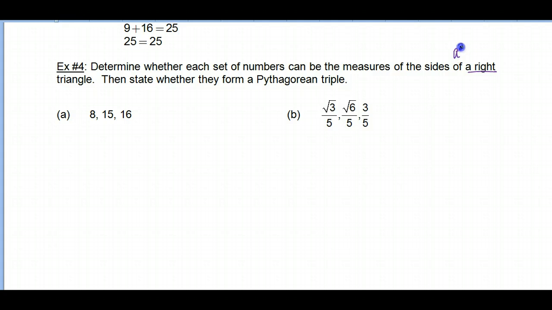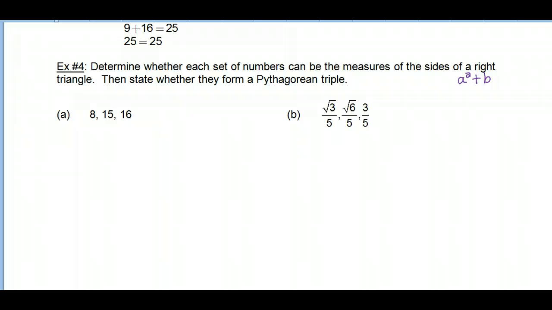That just means, if a squared plus b squared equals c squared. And then the second part of the question, is it a Pythagorean triple? So if the first part's true, and you have 3 integers, then the second part is true. If the first part's not true, then it's not. Do you see what the question's asking?